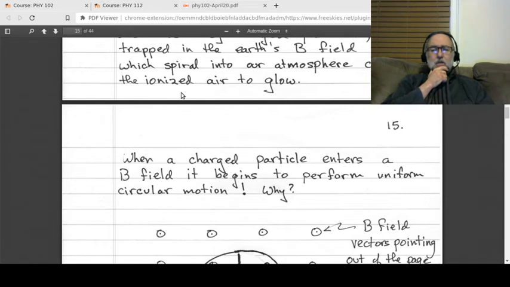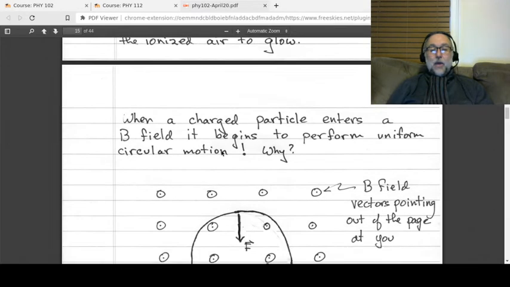The charged particles don't just get deflected by the field. They go in and they do get deflected by the field, but not just once. They keep getting deflected, and they keep getting deflected in such a way that they're always going in a circle. That's what's happening when these charged particles from the solar winds get trapped inside the Earth's magnetic field. They start to spiral, they start to loop like that. And why do they do that?